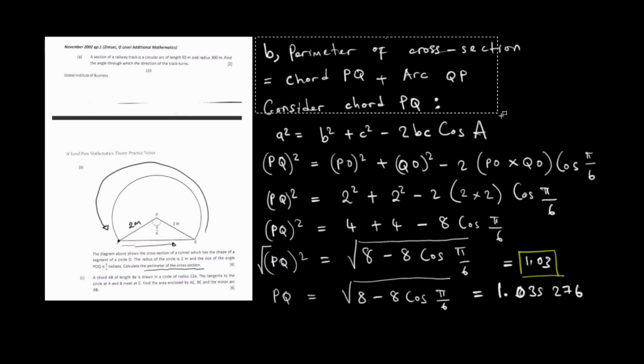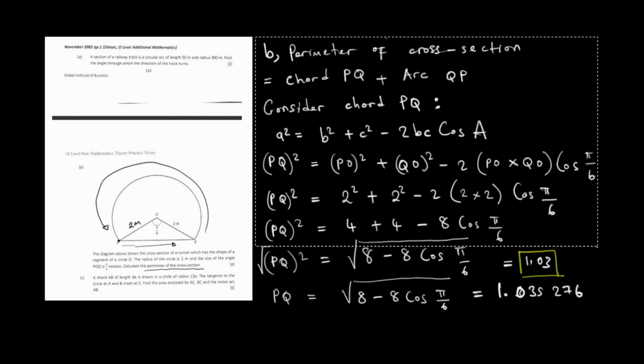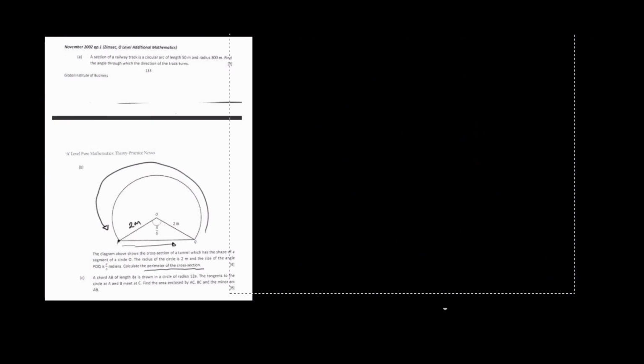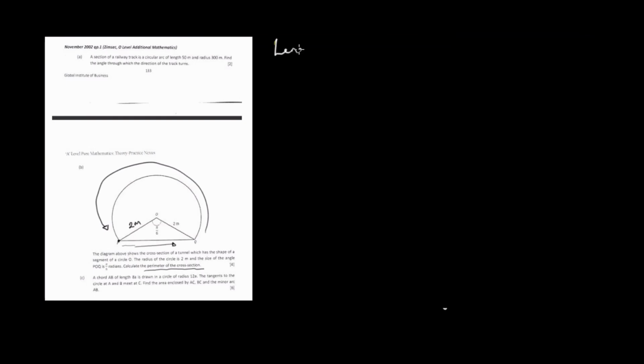So we have used the cosine rule to find the length of that. So it's 1.03. We are going to write that, don't worry. So writing it, we see that our chord, length of chord PQ is equal to 1.03 meters.